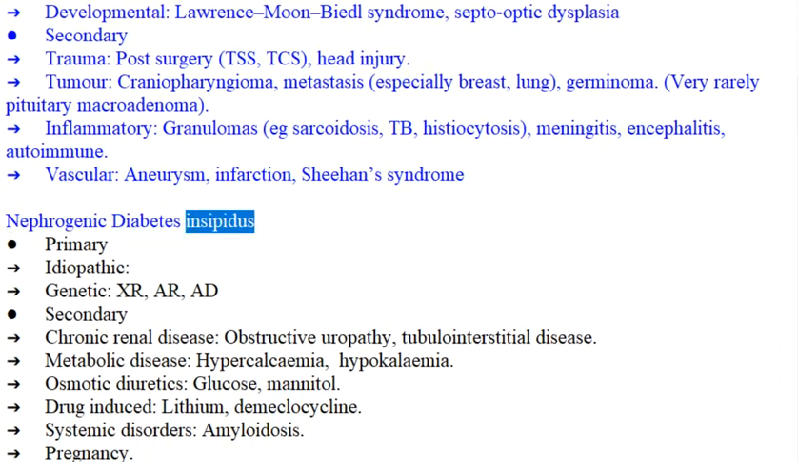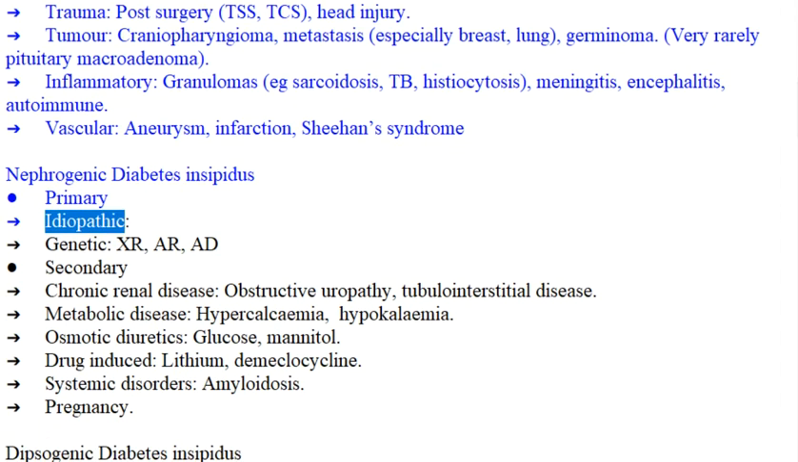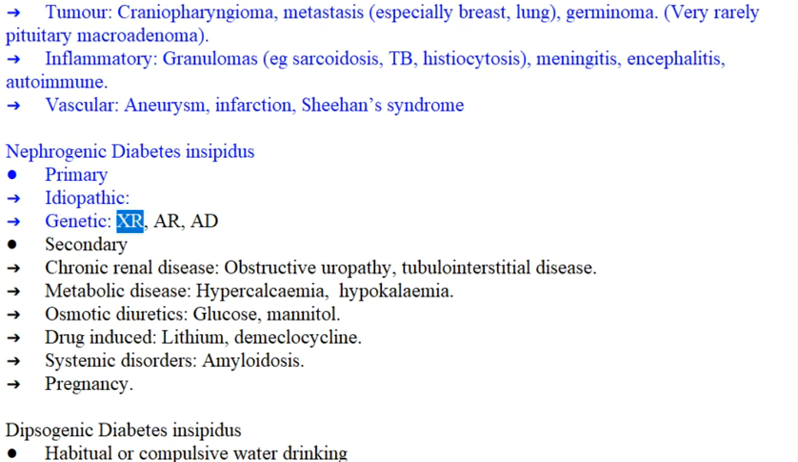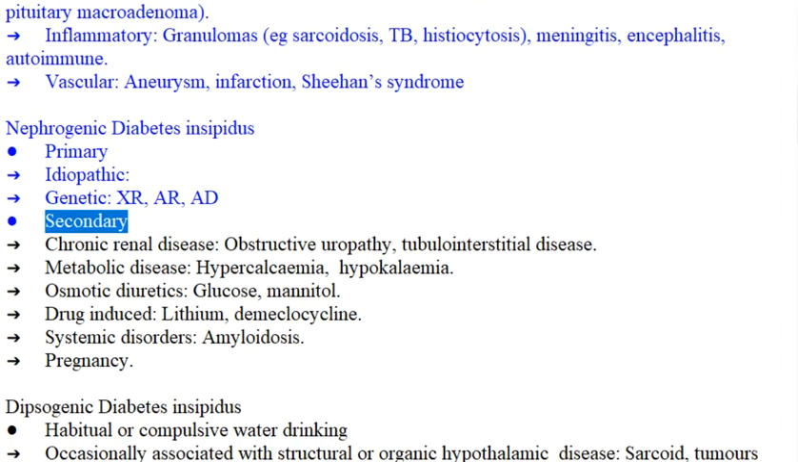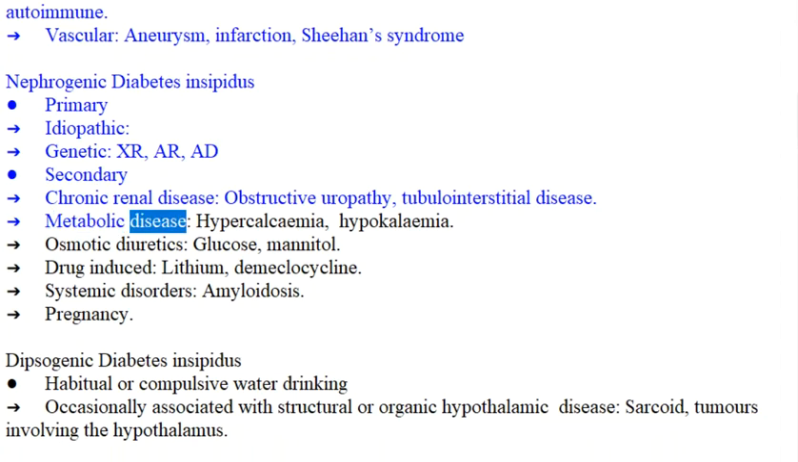Nephrogenic diabetes insipidus. Primary. Idiopathic. Genetic, XR, AR, AD. Secondary. Chronic renal disease, obstructive uropathy, tubulointerstitial disease. Metabolic disease, hypercalcemia, hypokalemia.